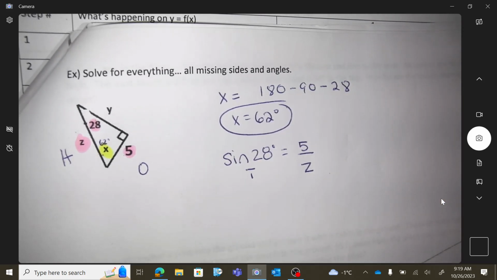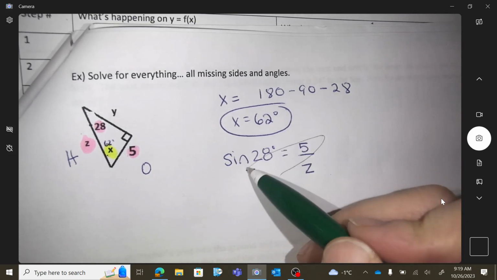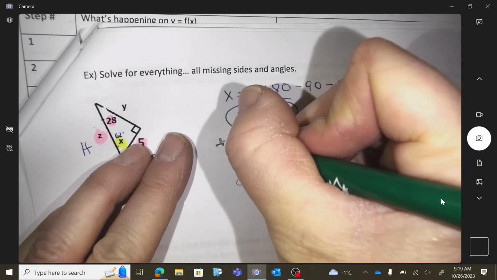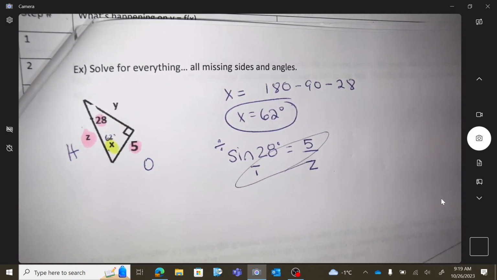And put that over 1 to make a proportion. And then which two items should I times? 5 times 1 divided by sine 28.